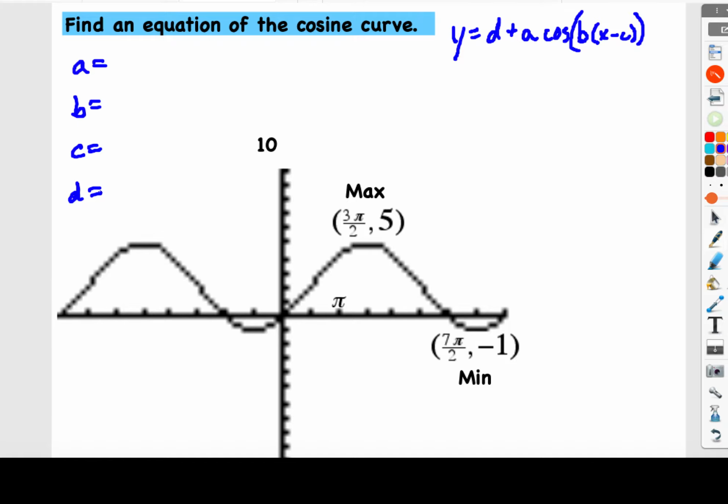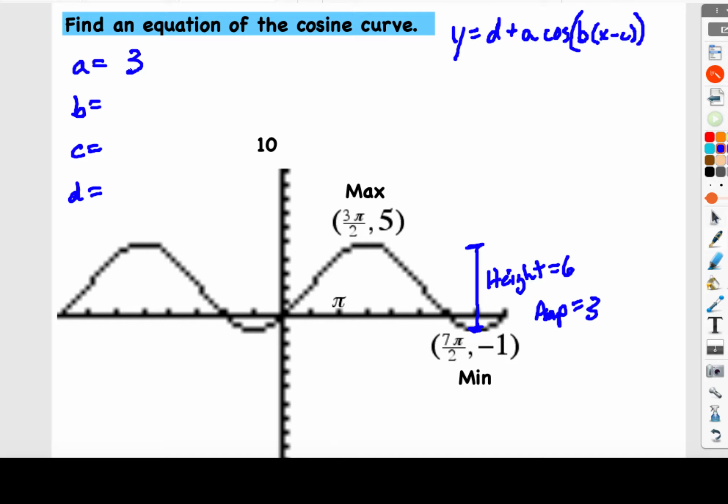A deals with the amplitude, as we have known in the past. To deal with the amplitude, we need to know the distance from the middle to the top or the middle to the bottom. If we look at it, we're up here at 5 units high, and we're extending down to -1 units down here, so the total height of our graph equals 6. Remember that the amplitude is half that total height. So half of 6 would be 3, or basically from the middle to the top, middle to the bottom, that would be 3 units. So for us, a equals 3.